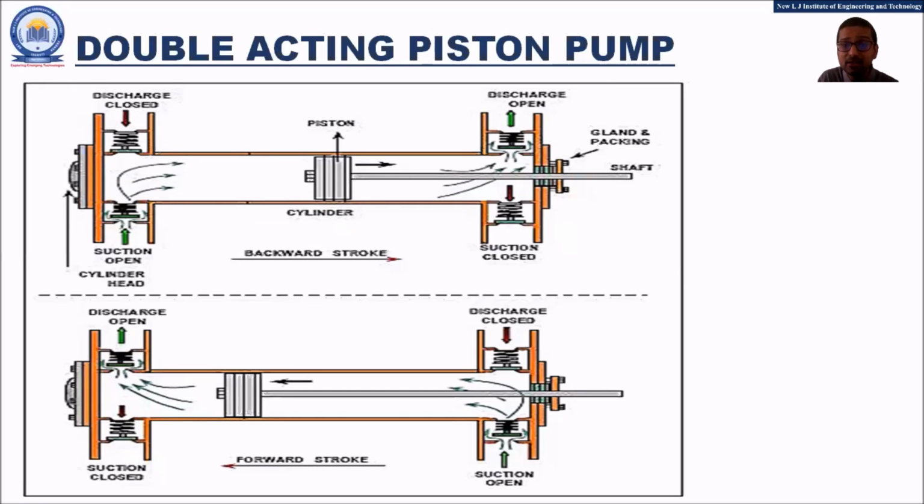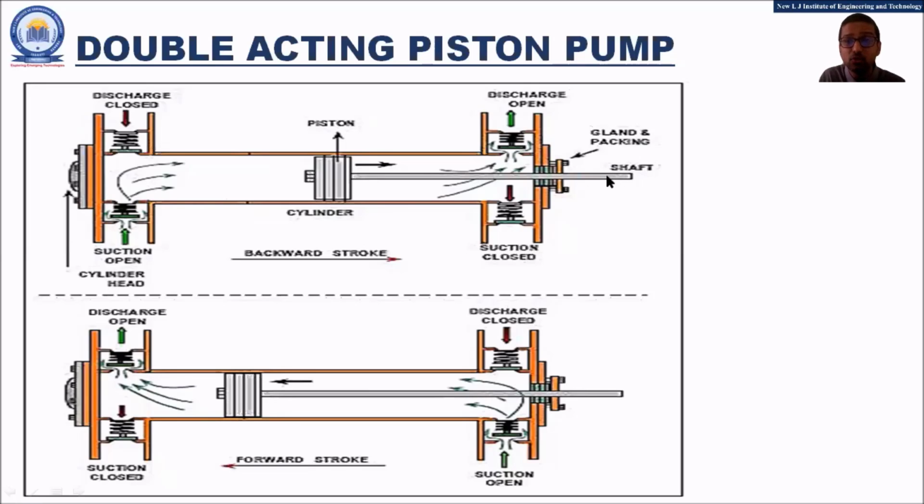So in the working of the double acting piston pump, remember, you just need to mention the forward stroke and the backward stroke. In my figure, I am considering this direction to be the backward, and in the next I am considering this direction to be the forward. So now let us understand the first case, that is, I am considering the backward stroke. This shaft will be connected with the crank.